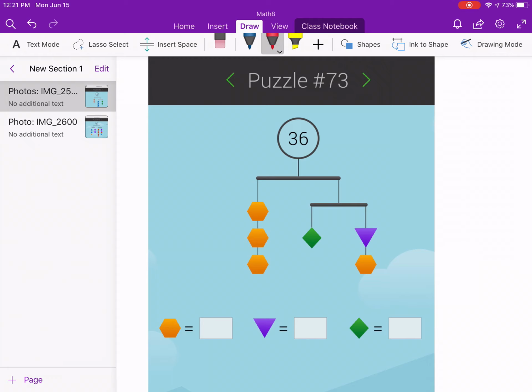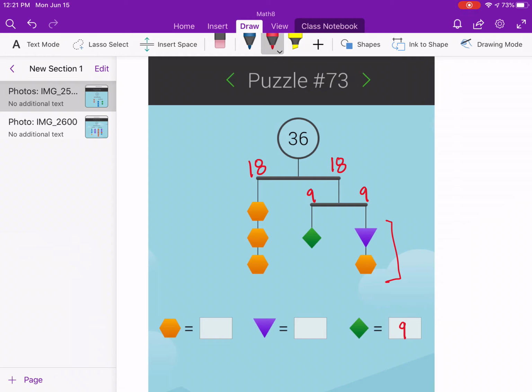In the first case, I've got a 36. Well, 36 is split up between 2 branches. This 18 on the right is split up among 2 branches. Once you've done that, you can see that this green square equals 9. But we can't yet figure out these 2 shapes on the right. So we're going to have to look to the left side.